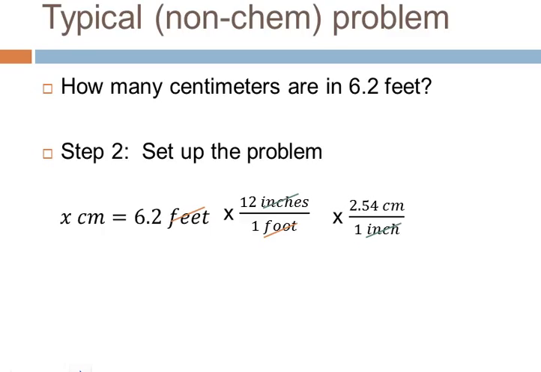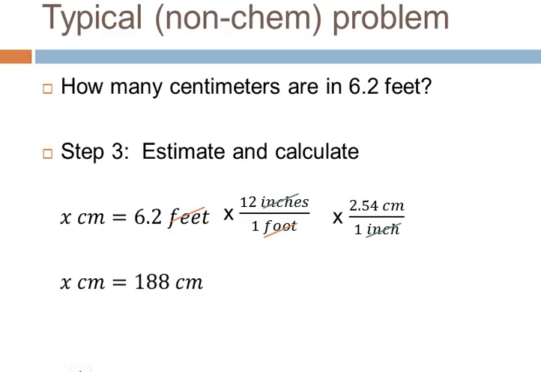I'm much more likely to get the correct answer. So now I can get out my calculator and crunch the numbers, estimate my answer, and round it properly and calculate it. I know that since I'm multiplying by 12 and then by 2.5, my answer is going to be much larger than 6.2. I could estimate that if I wanted to. But when I do that out, I get 188 centimeters.